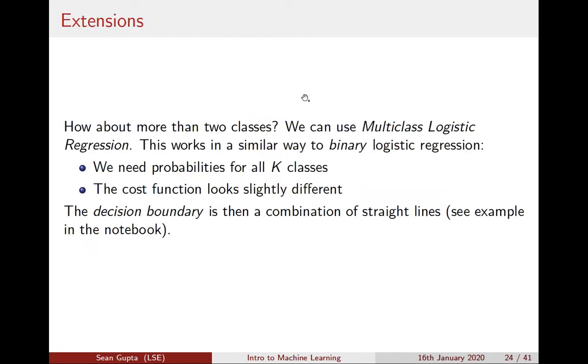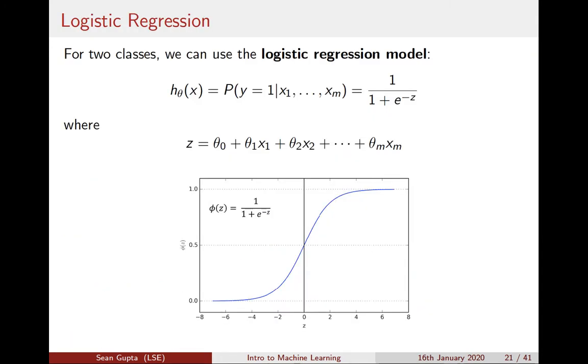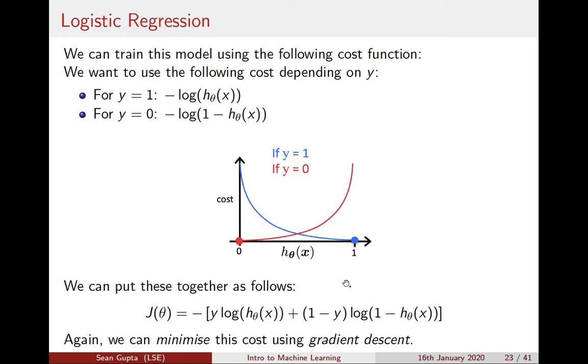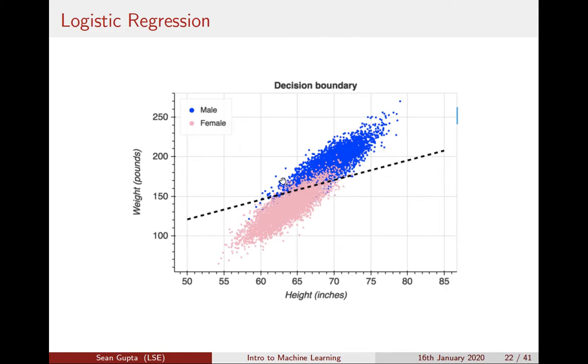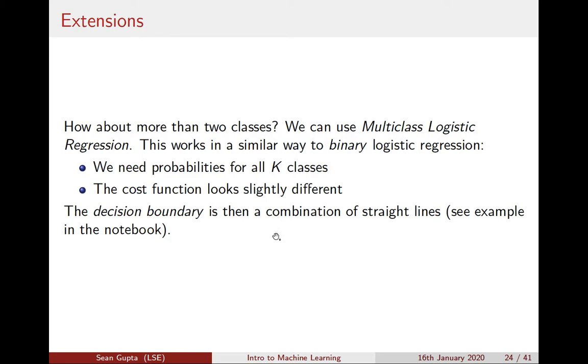What happens if you have more than two classes? For more than two classes, we can extend simple logistic regression with two classes by generating probabilities for all k classes. And we would use a slightly different cost function. So essentially, instead of having one probability here, we would have multiple probabilities, and the cost function would combine them. Also, the decision boundary wouldn't just consist of one line, it would consist of multiple straight lines. But the basic idea is very similar.